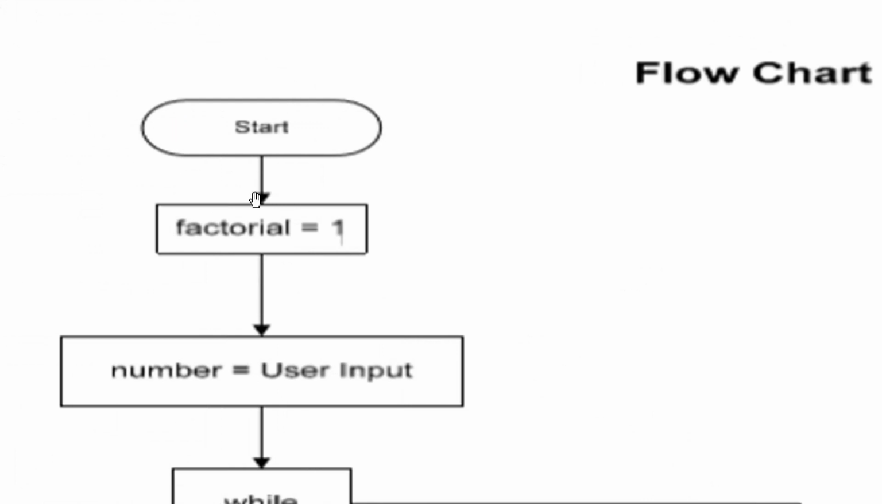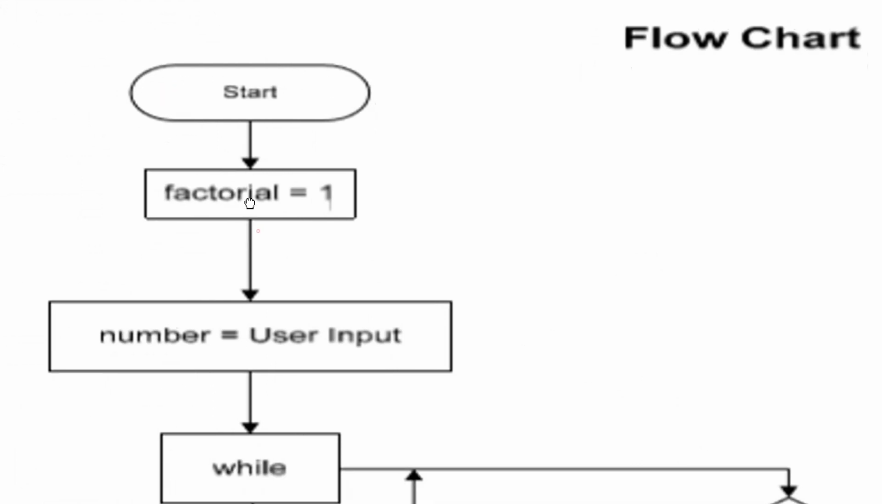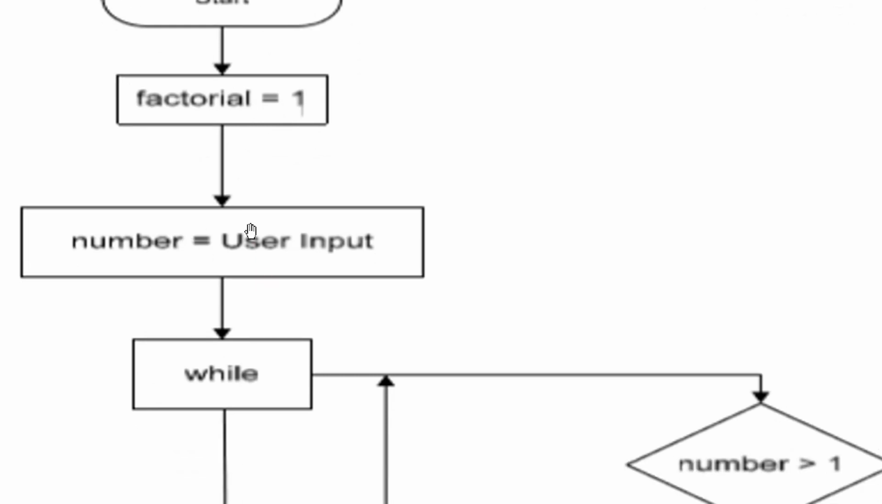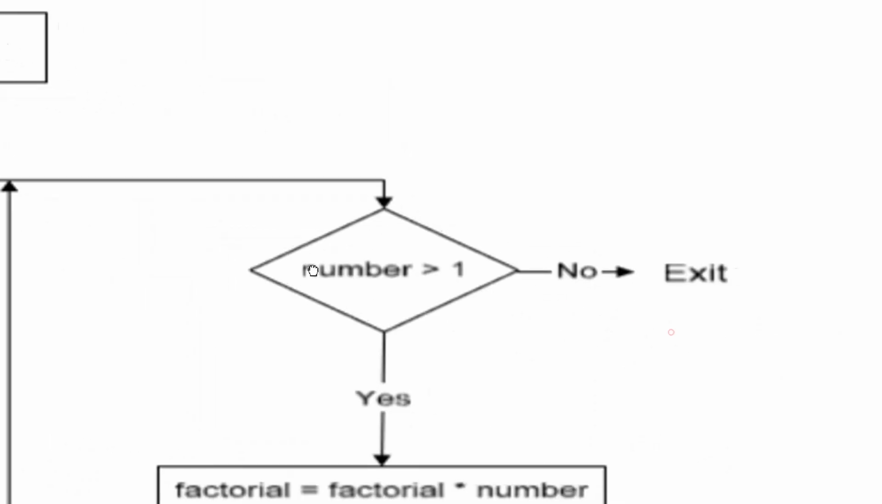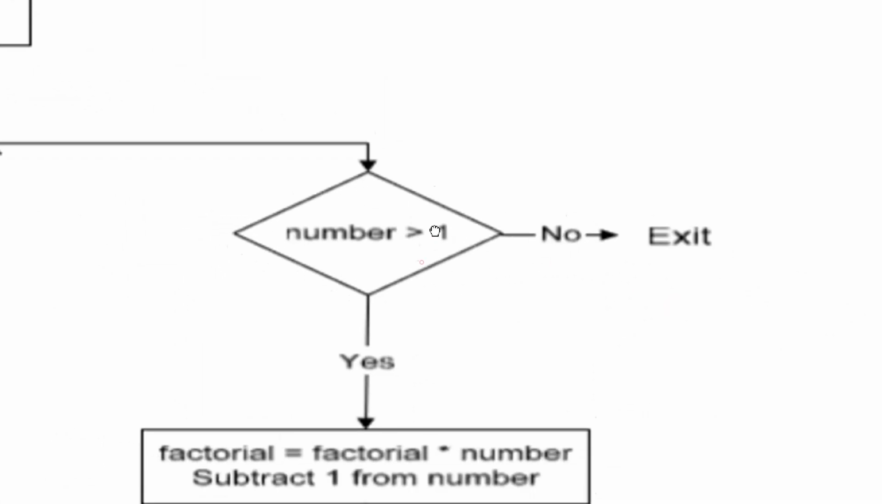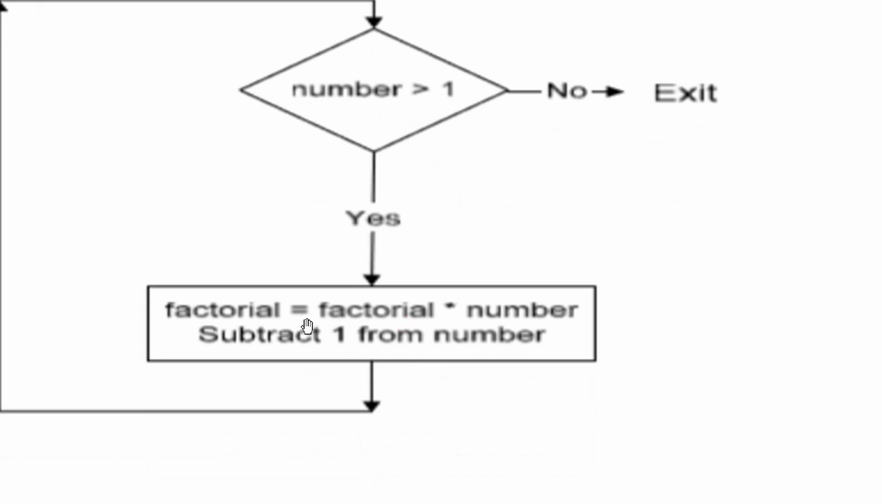So we start with factorial equal to 1. Then the user inputs the number, while the number is greater than 1. If the number is greater than 1, the condition is true. If the condition is true, the factorial will become factorial multiplied by number. Then subtract 1 from number.